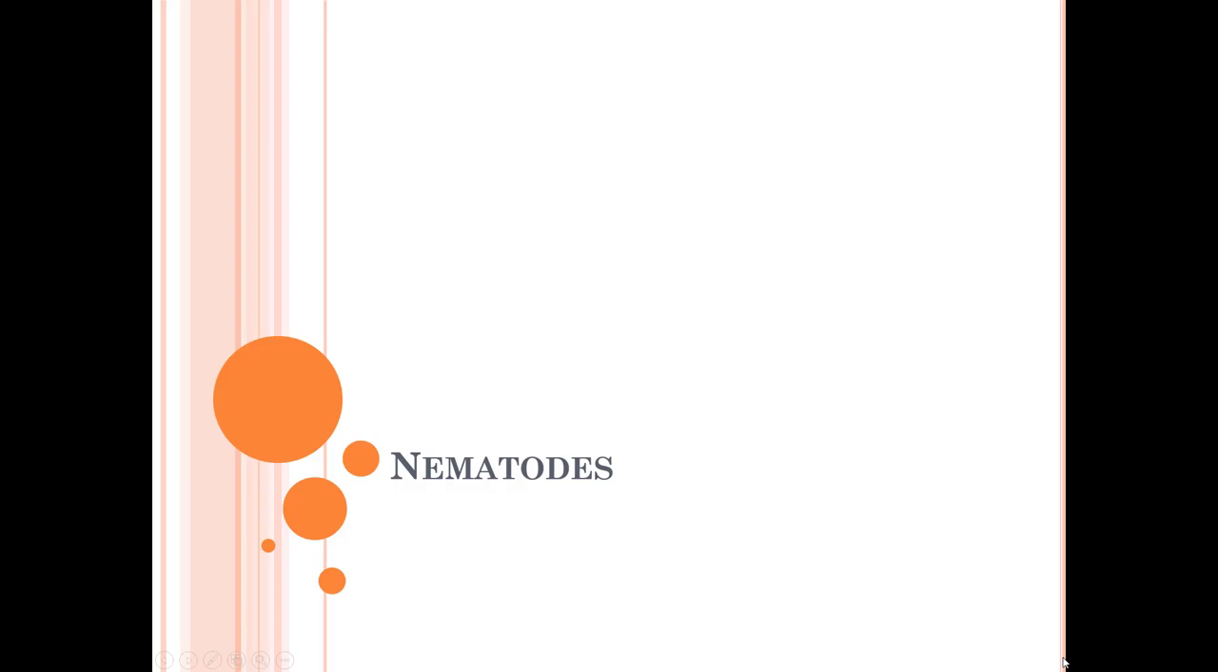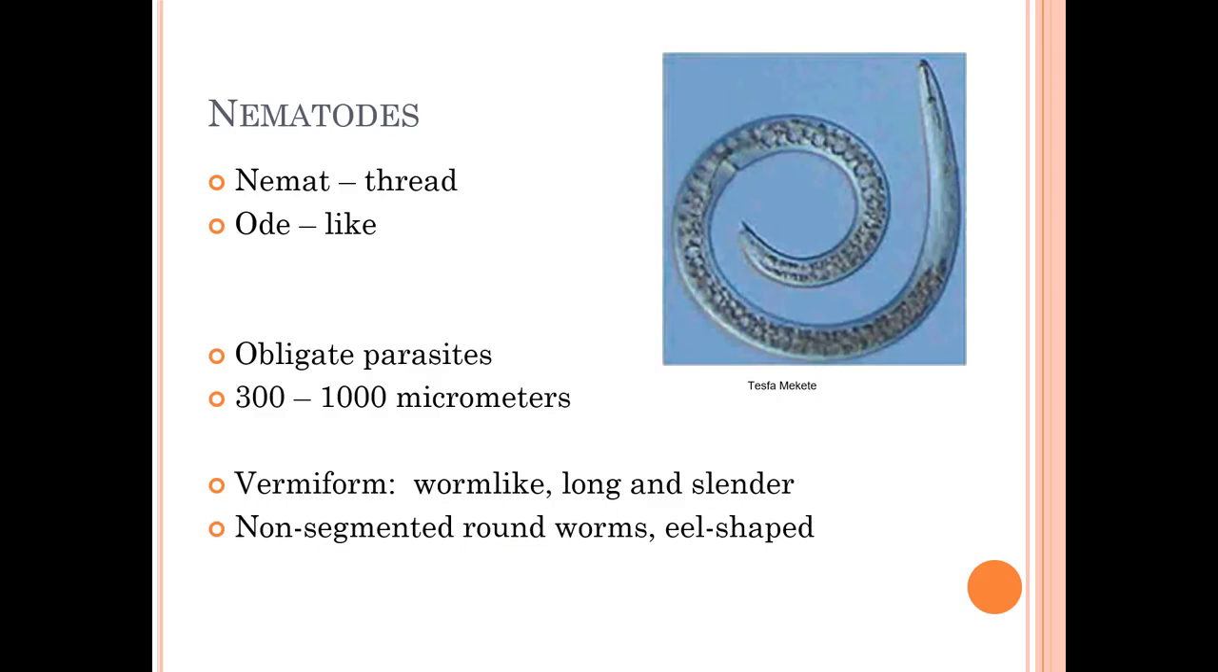So we're going to talk about nematodes here. Nematodes are classified with plant pathogens. So nemat means thread, ode means like, so thread-like. They're obligate parasites, which means they have to have something to feed on in order to exist. They're very small, 300 to 1,000 micrometers, and they're vermiform or worm-like. They're long and slender, and they're non-segmented roundworms. They're eel-shaped.